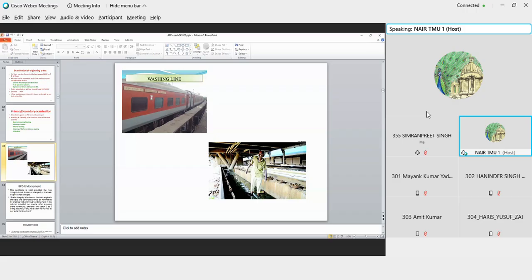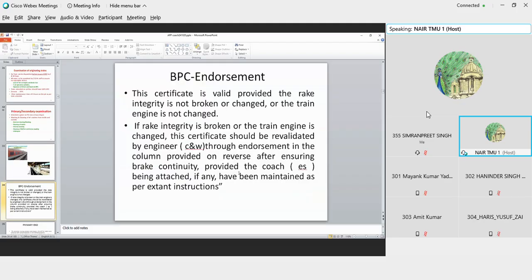Okay, so these are different types of examinations which are done on the rake. In both the circumstances, an endorsement on the BPC comes. The BPC is also valid if the rake integrity is not broken or changed. Every time if you change the integrity, if a loco change is involved, then the CNW fellow has to come along with the loco change and has to revalidate the BPC.